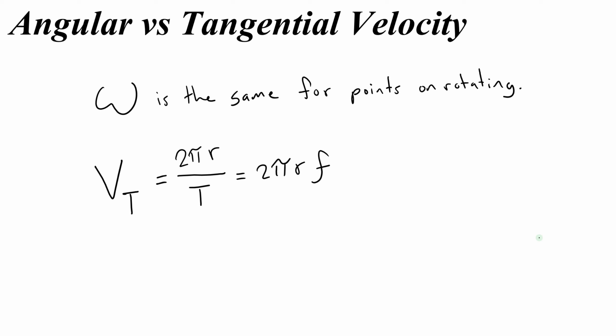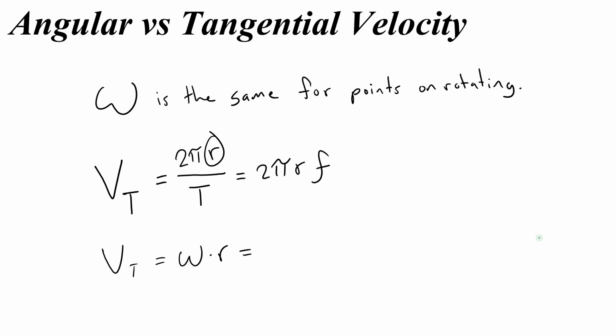Now before we get into an example problem, let's notice something here. This 2 pi over T right here, that is the angular velocity. And 2 pi times f, that is the angular velocity. So we can also write these equations that linear velocity is equal to the angular velocity times r.